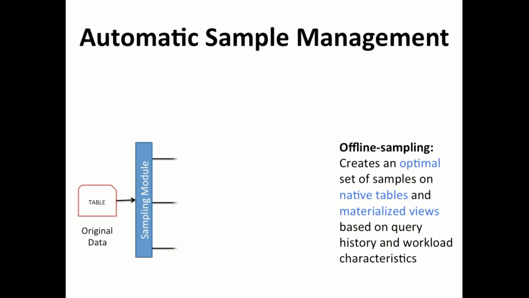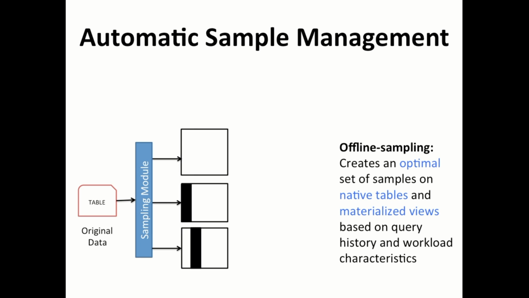So, just showing the overview of such a system, when original data comes into the system, the sampling module first of all creates a bunch of these random or maybe biased samples on these tables or materialized views in the system. And this could be created based on probably your query history, or some kind of workload characteristics, what kind of queries have been asked in the past, and automatically these samples can be created in such a system.